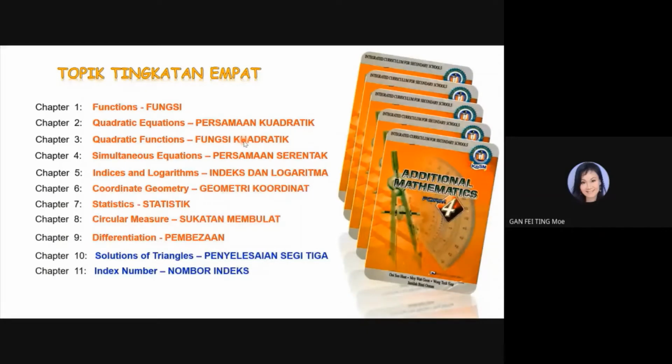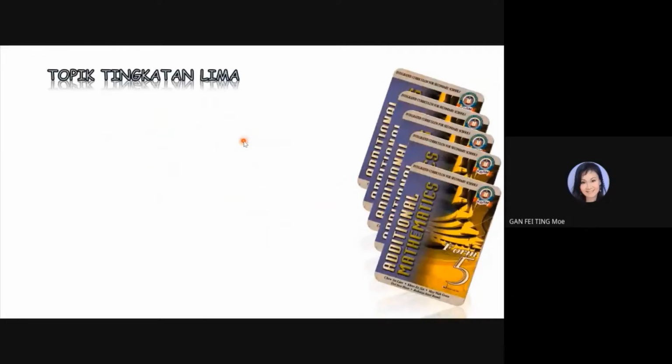Okay, so the chapters that you mentioned later, indices and logarithm, there will be some questions that I will discuss later. Differentiation also, right? But solution of triangle, I don't have this question. I don't have a part C question to be discussed. Okay, now let's go to the chapter topics for Form 5.